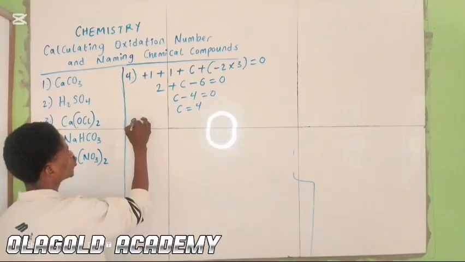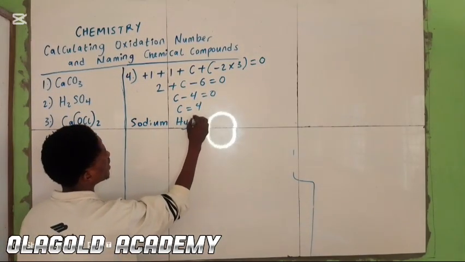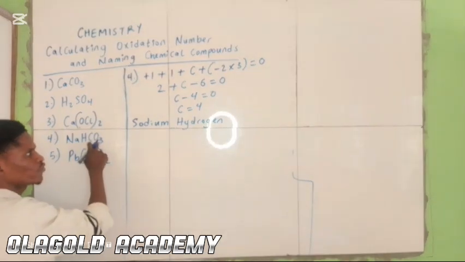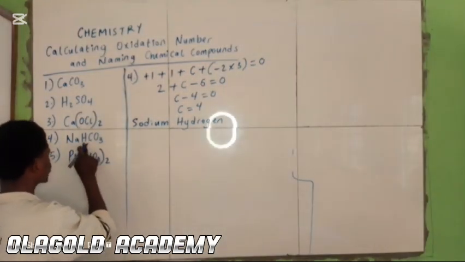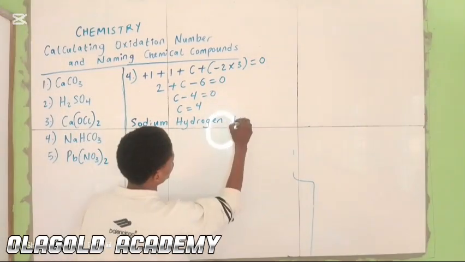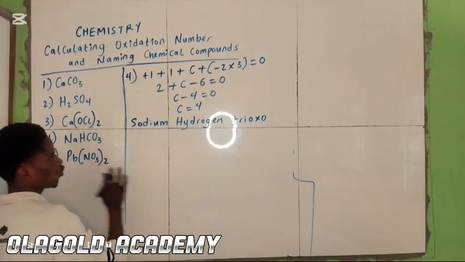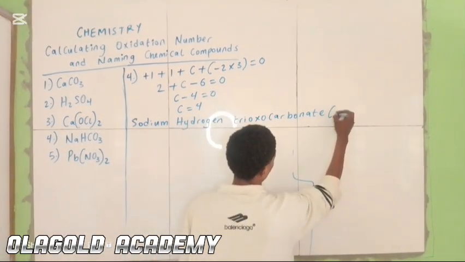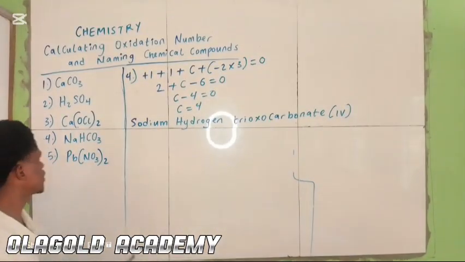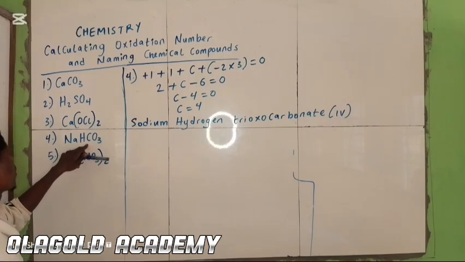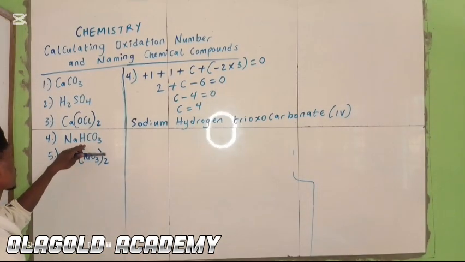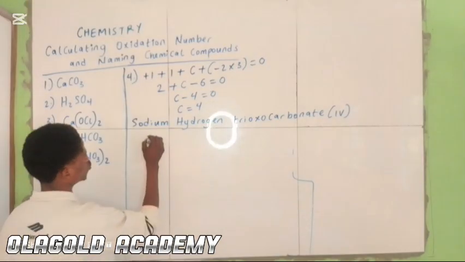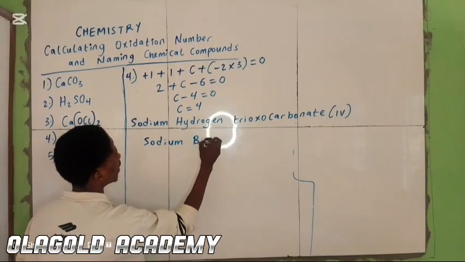So naming this becomes sodium hydrogen. With that done, it can now come to the last one, knowing fully well that after this last one, we are going to pick these two. I've picked these two. The last one now, I'm going to have trioxocarbonate(IV). The common name for this is what? I can also name this as sodium bicarbonate.